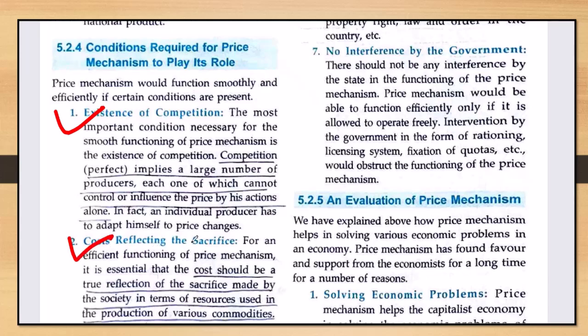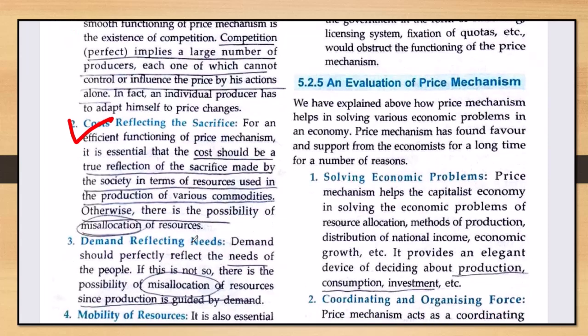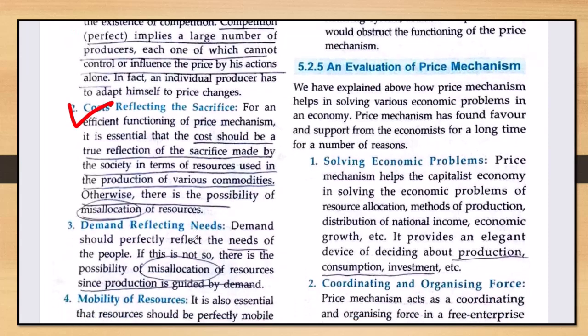Cost reflecting the sacrifice. We have seen what price is. Every commodity has some price, or the cost to be borne to produce that particular good or commodity. Now every commodity has some sacrifice associated with it. That means some sacrifice associated with the scarce resources. Because of the scarce resources, we are using some other resources to produce that particular commodity, and there are also side outcomes, side sacrifice effects on the society once we start producing certain goods and services.